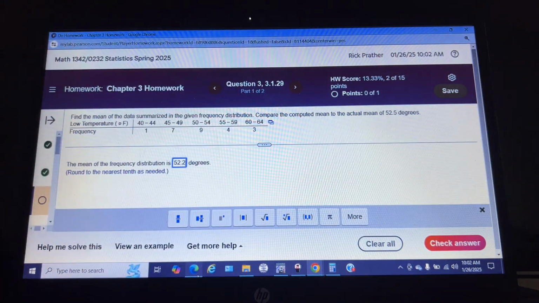52.2. Notice also that if you look at the temperatures, there's 1, 2, 3, 4, 5 different ranges, and 52 is near the middle of the middle one. So this is a very reasonable answer.